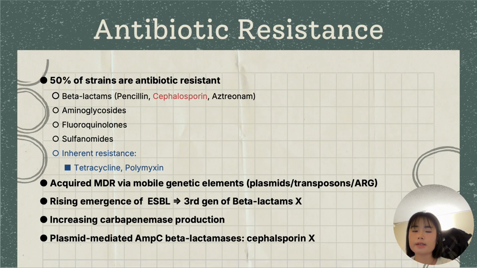Rising emergence of extended spectrum beta-lactamase inhibits the third generation of beta-lactams, and also increasing carbapenemase production has been problematic. Plasmid-mediated AmpC beta-lactamases especially develop resistance to expanded spectrum cephalosporins. Eventually, this resistance is associated with higher morbidity and mortality.